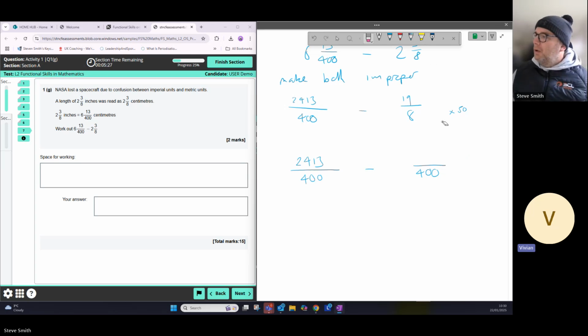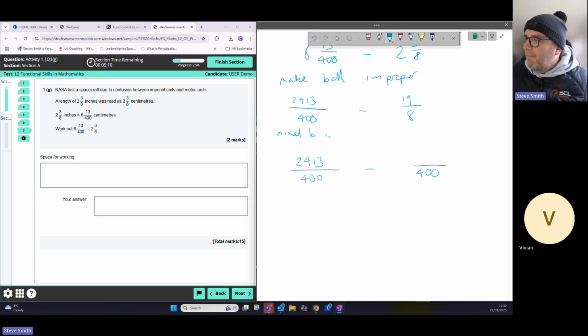So 6 times 400, right? So from a mixed number to improper. So mixed to improper. You go whole number times by the denominator, the bottom, plus the top, add the numerator. And that's what it is. So it's whole number times by denominator.